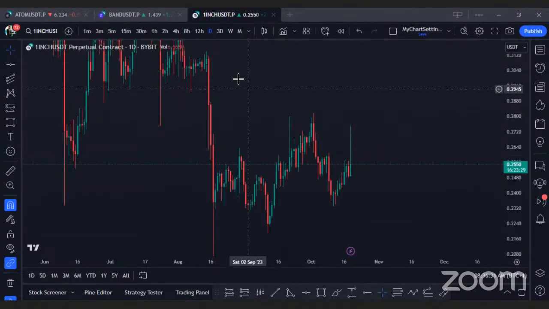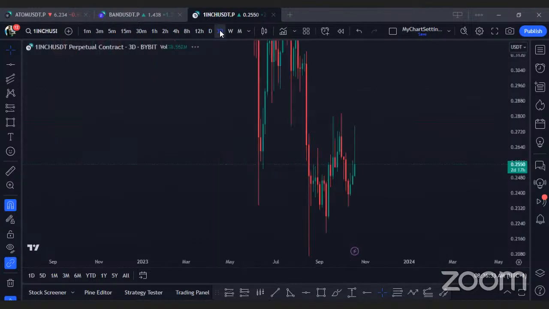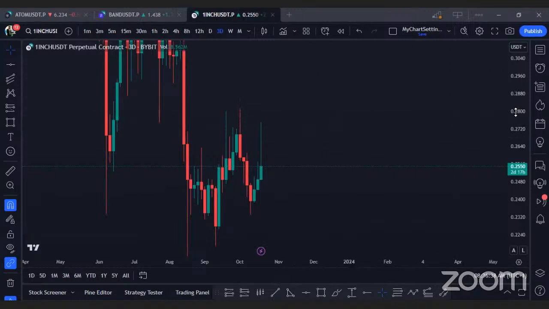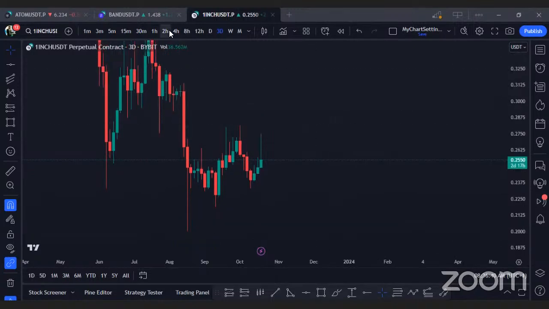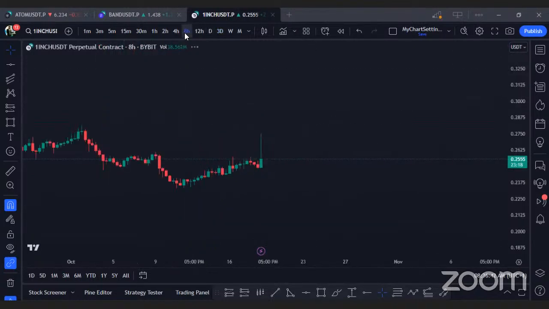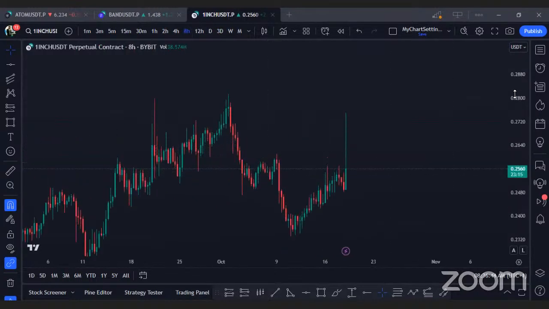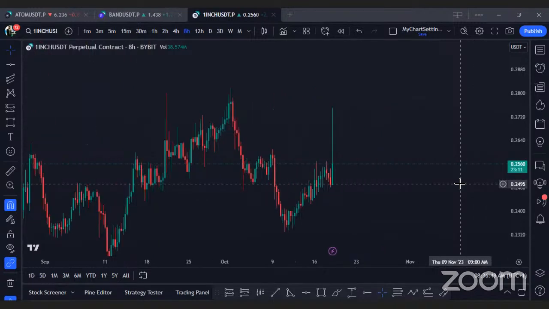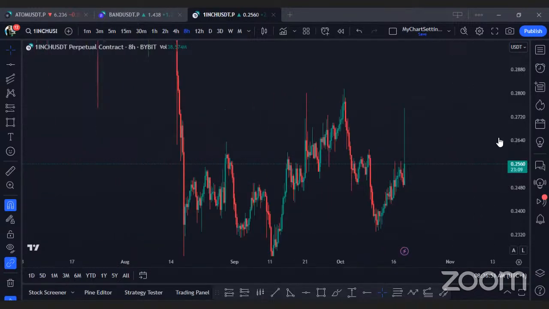There's nothing you can do here. 1INCH has already rejected. There is nothing you can do here. So we'll start looking for long trades for the 1INCH token. What we'll do now is look for trades to the upside. We'll look for trades to the upside for this token.